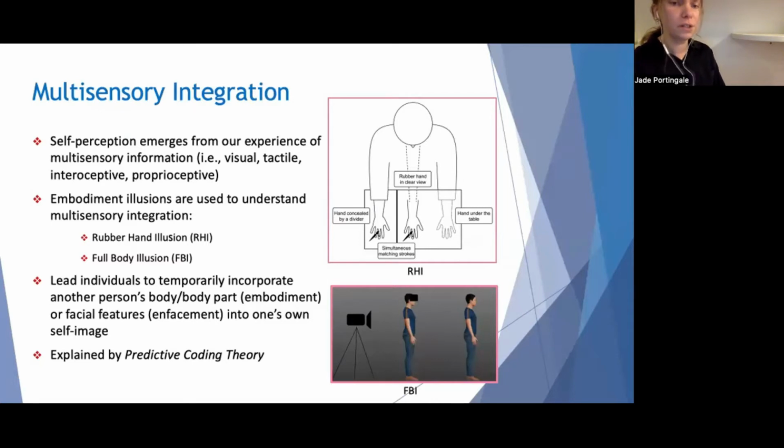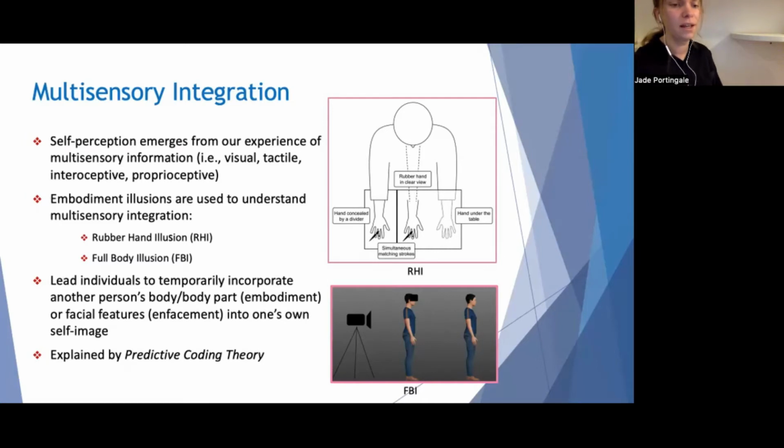So this is the illusory paradigm, which leads individuals to temporarily incorporate another person's body part or whole body into their own self-image after sharing a multisensory experience with that person. And the most well-known illusion is the rubber hand illusion, shown here on the screen. So this is where a rubber hand is placed in the participant's view and their real hand is hidden from view. And synchronous, but typically not asynchronous stroking of the hands leads the participant to report subjective ownership over the rubber hand.